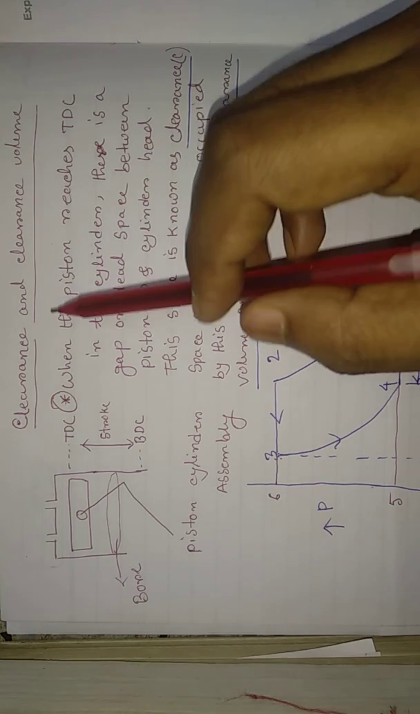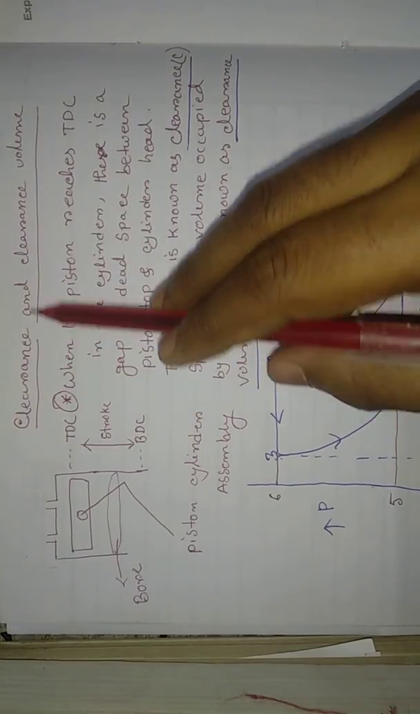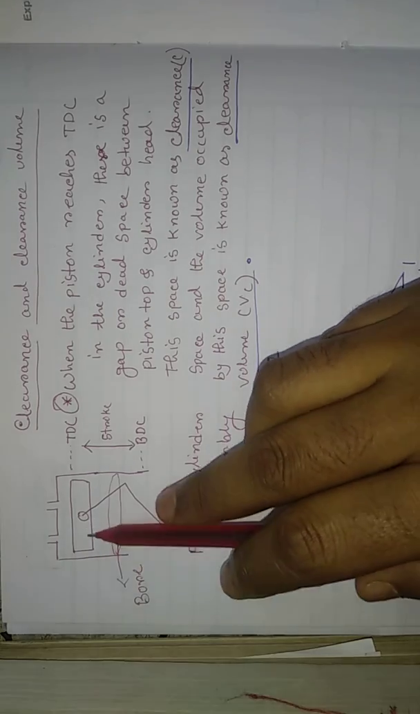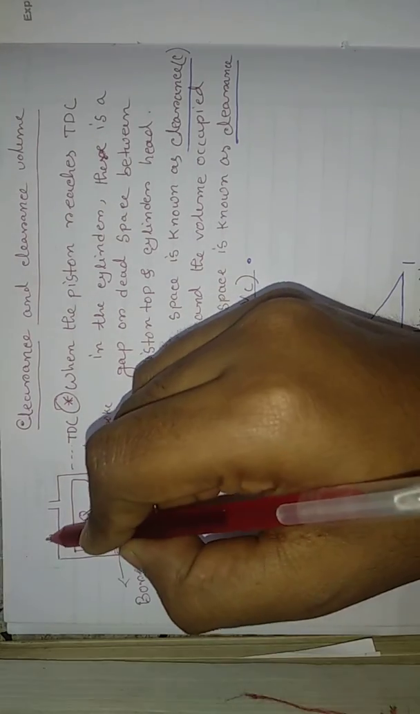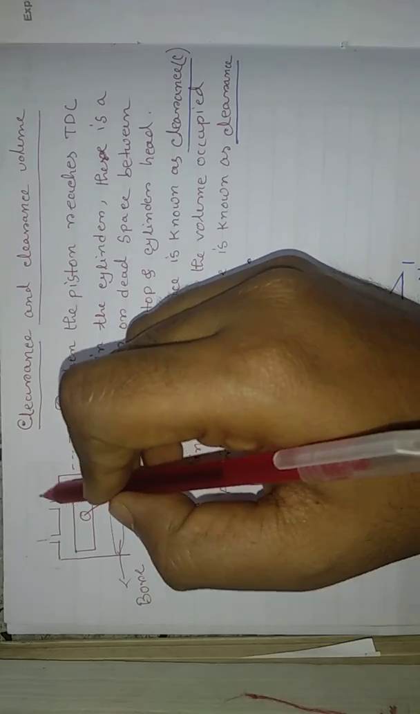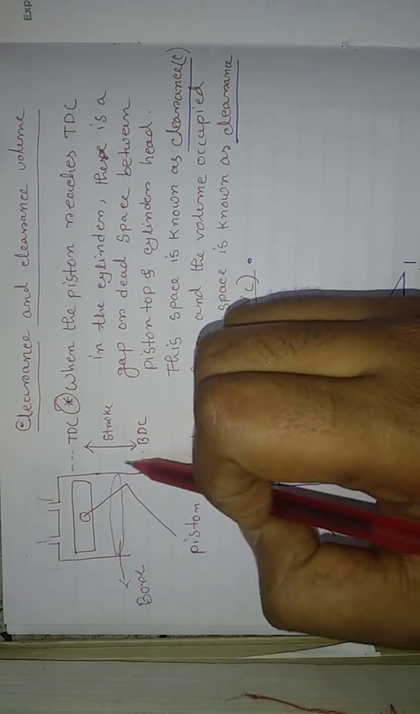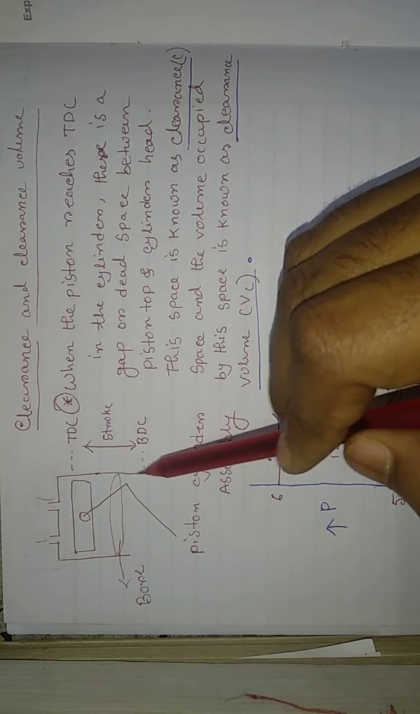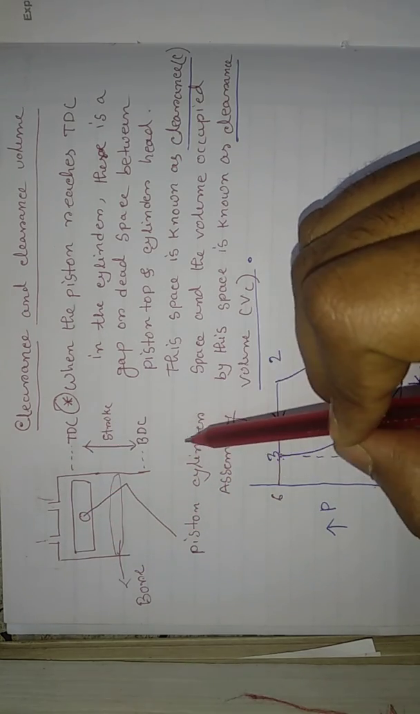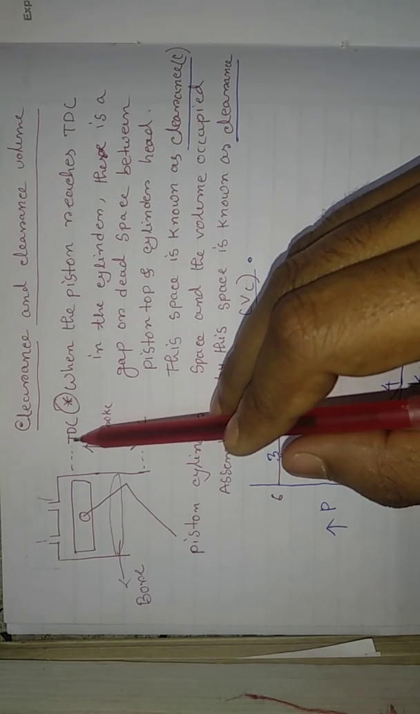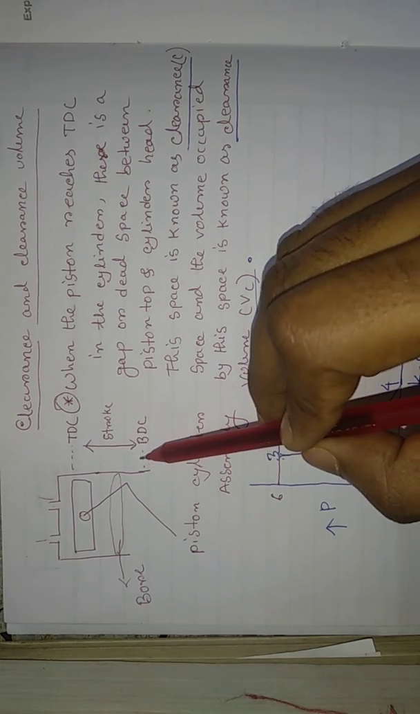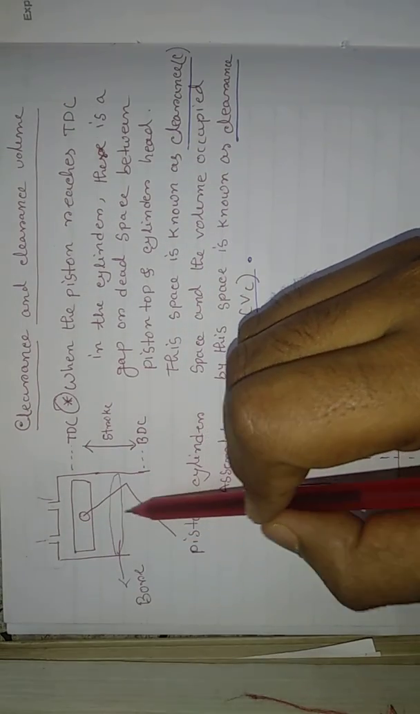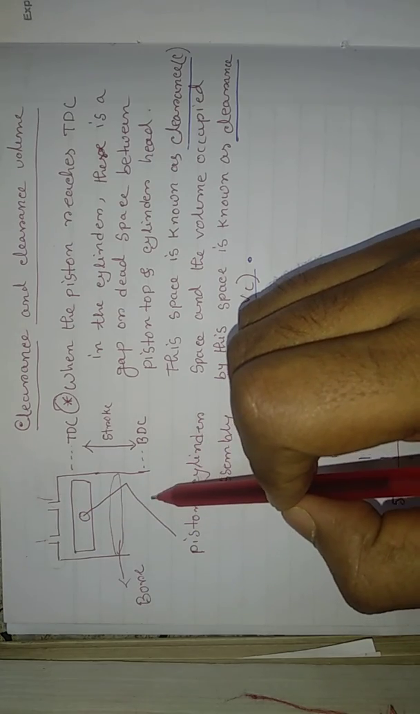This term, clearance and clearance volume, is very new to you. Now you already have some idea: this is a piston cylinder assembly, and this is the suction valve, and this is the discharge valve or delivery valve. In this piston cylinder assembly, the piston can move up and down, from top dead center to bottom dead center. But there is some gap when the piston moves from top to bottom.